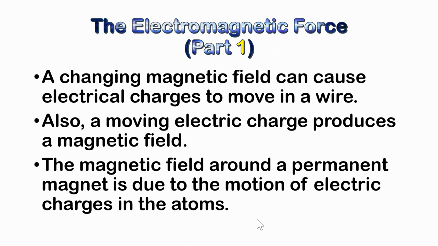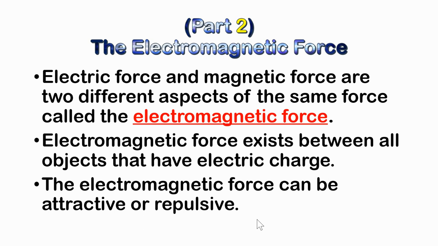The magnetic field around a permanent magnet is due to the motion of electric charges in the atoms. Electric force and magnetic force are two different aspects of the same force called the electromagnetic force. Electromagnetic force exists between all objects that have electric charge. The electromagnetic force can be attractive or repulsive, depending on the pole orientation.